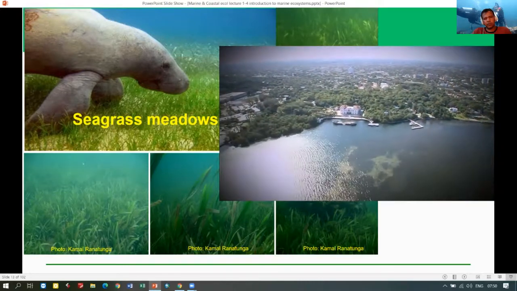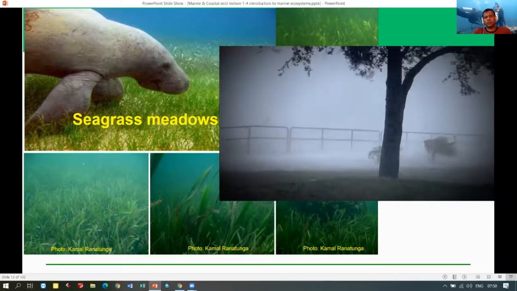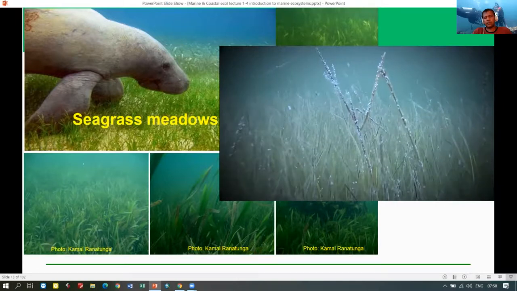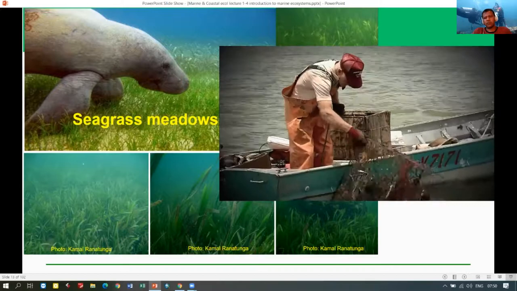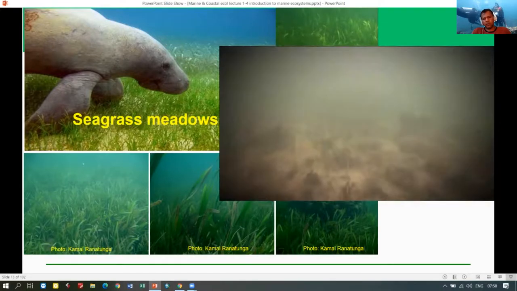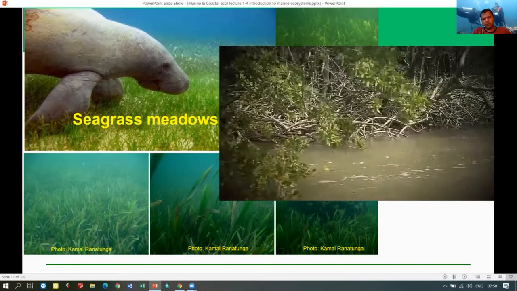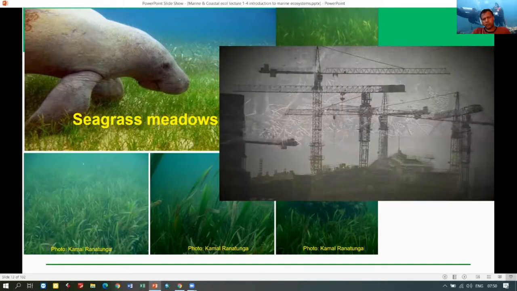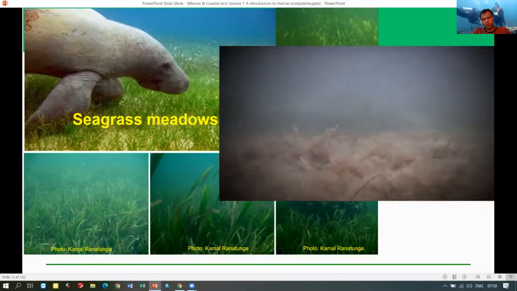Seagrasses and mangroves stabilize coastal sediments and create buffers against storm surge and flooding. They remove carbon dioxide from the atmosphere, filter contaminants from coastal waters, and add value to local economies. But seagrasses are in decline globally, and mangroves are being lost to coastal development. These areas are degrading right now. It's not 50 years from now or 100 years from now, but it's occurring right now.